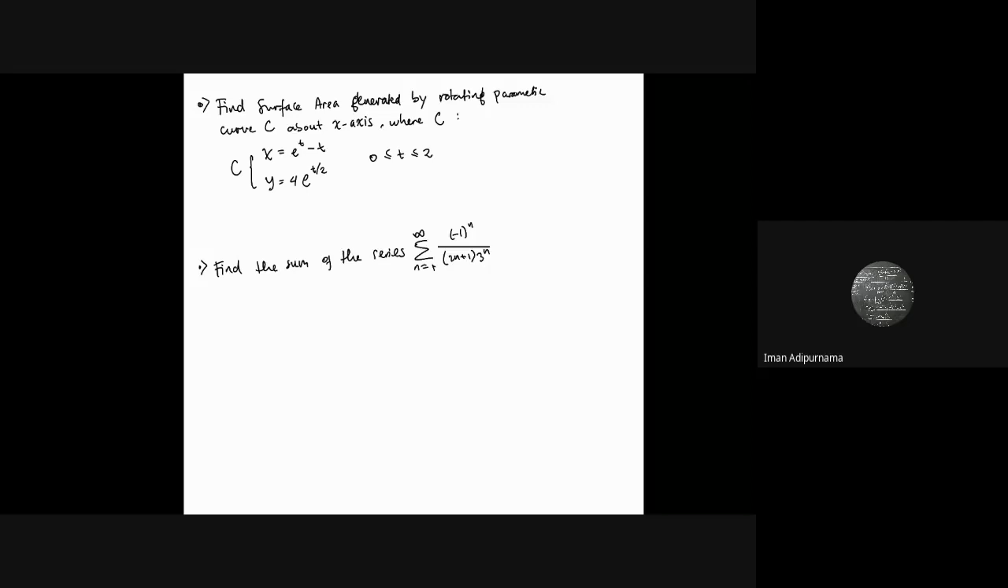Okay, I think for the surface area, as long as you know the arc length, the surface area is just adding the 2 pi x or 2 pi y in front of the arc length and then integrating with respect to the parameter from 0 to 2.